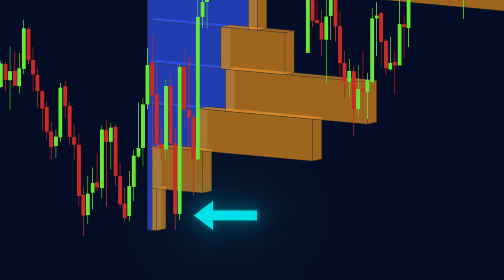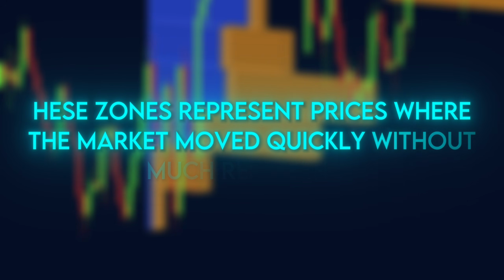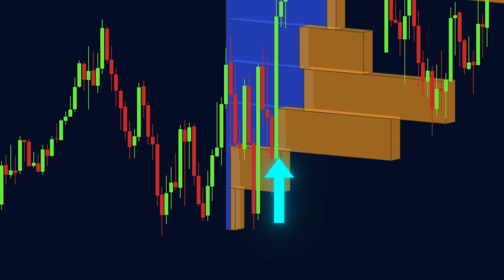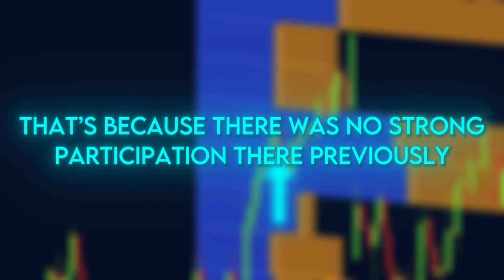You'll also notice thinner areas where volume is much lower. These zones represent prices where the market moved quickly without much resistance. When price enters these low volume areas again, it often moves through them quickly. That's because there was no strong participation there previously.